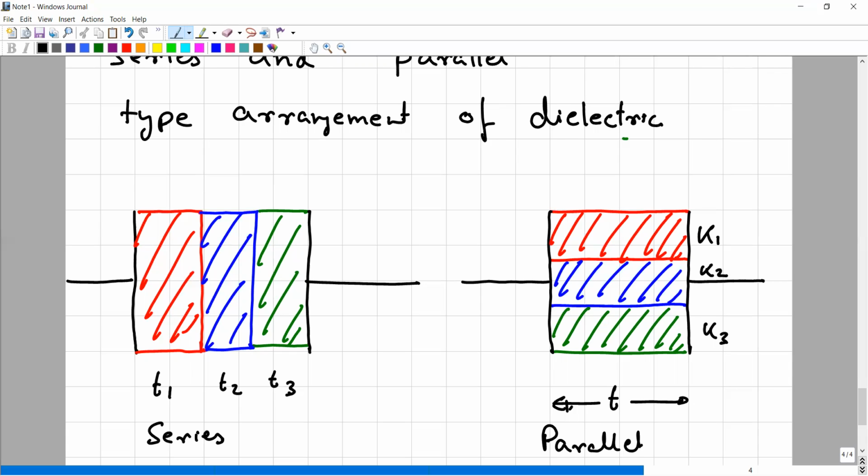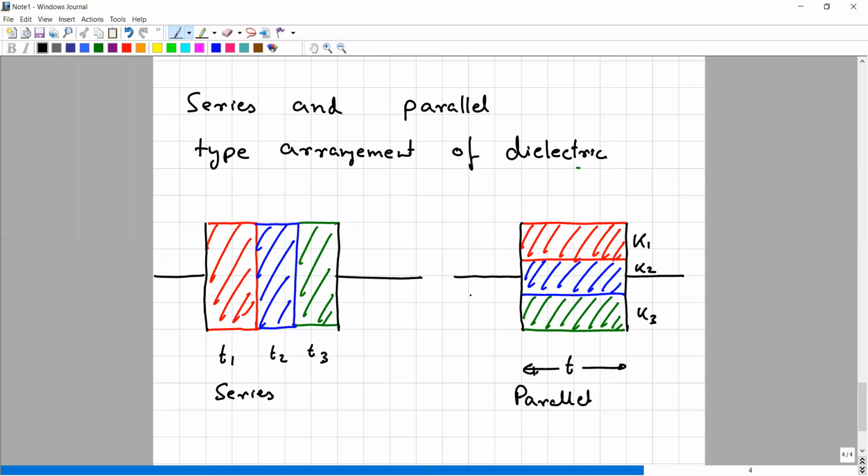Why? Because each dielectric is directly connected to both the plates of the capacitor. The red one is also connected to both the plates, blue and green, both of them are also connected to both the plates of the capacitor. So this is a parallel type arrangement. You need to first identify what kind of arrangement it is. Then only you can apply some formula, some concept and solve it.